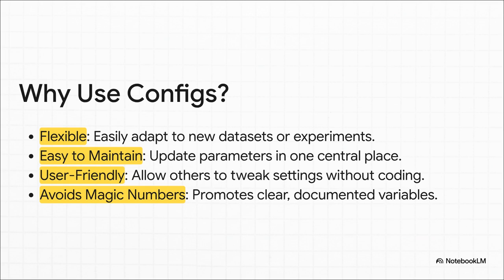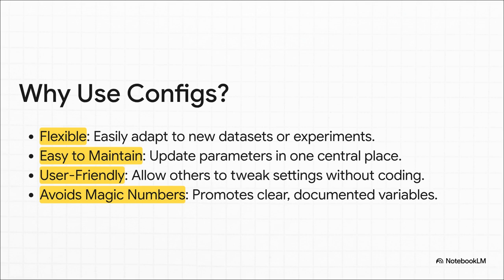And the payoff here is just huge. Seriously, your code becomes super flexible. Want to try a new dataset? Just change a file path in the config. Running a new experiment? Tweak a few parameters. And maintenance? It's a dream. Everything is in one spot. It's also way friendlier for your teammates who might not want to dig through your code. And of course, the big one: it gets rid of those magic numbers for good. Everything gets a clear name, a clear purpose.